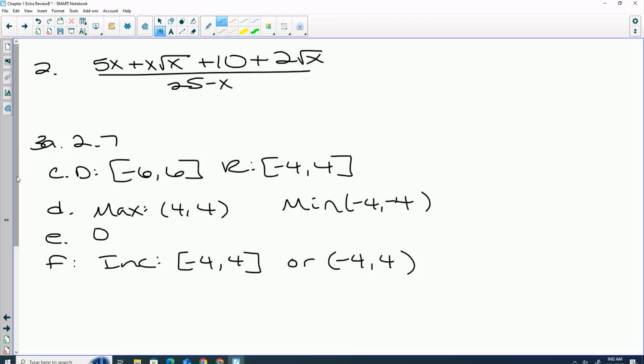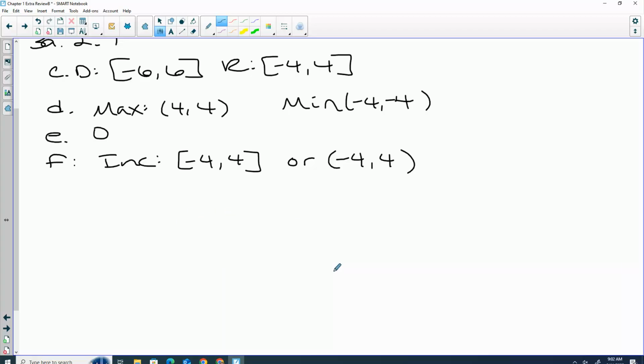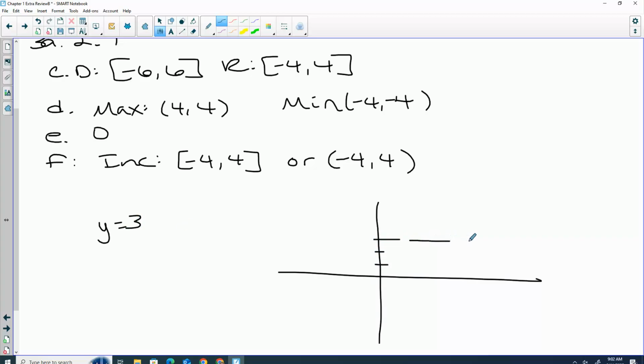And it says to estimate the values such that f of x equals 3. F of x is the same as what variable? Y. So I'm saying, where does y equal 3? So what I want you to do is go to your graph. Y equals 3 is a horizontal line of 3. So I want you to draw in a horizontal line right there. And I'm asking you to approximate where your graph hits that.